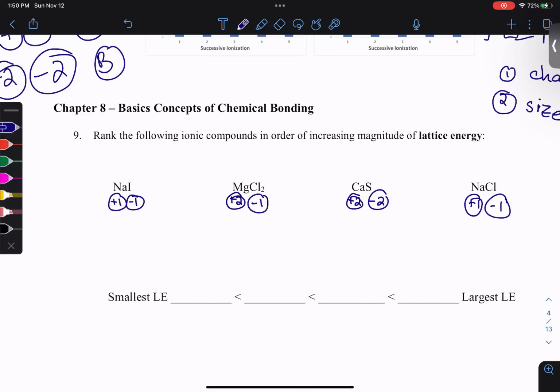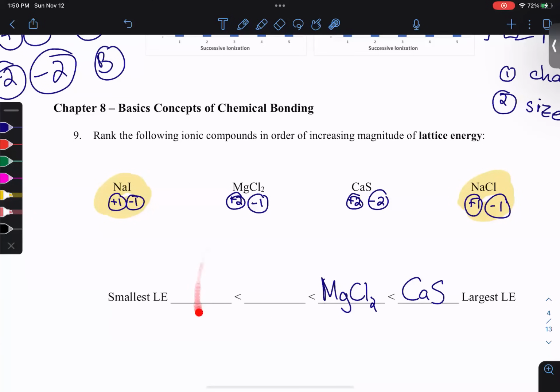So which of these compounds is going to have the greatest lattice energy? Which one's the hardest to rip those ions apart? Calcium sulfide, yes. And then what's the second most? Magnesium chloride, yeah. If you just look at the products here, this is +2, -2, so that's a product of 4. Here we have +2, -1, so that has a product of 2. And the last 2 here are sodium iodide and sodium chloride. Those 2 have the same exact charges.